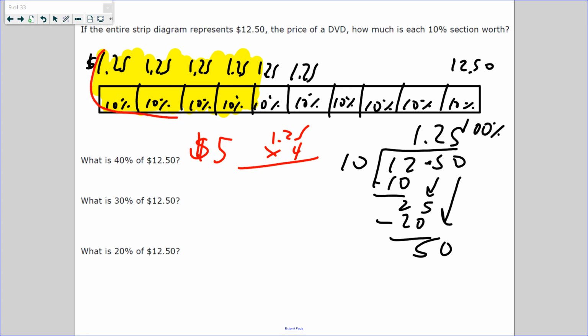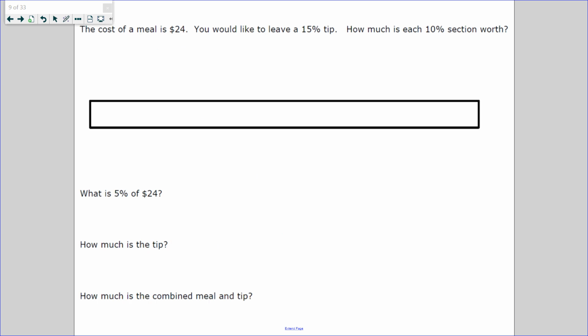What is 30%? So it'll be these three. $1.25, $1.25, $1.25. $1 three times is $3. 25, 25, 25 is 75 cents. $3.75. And what is 20%? That would be these two. $1.25, $1.25 is $2.50.